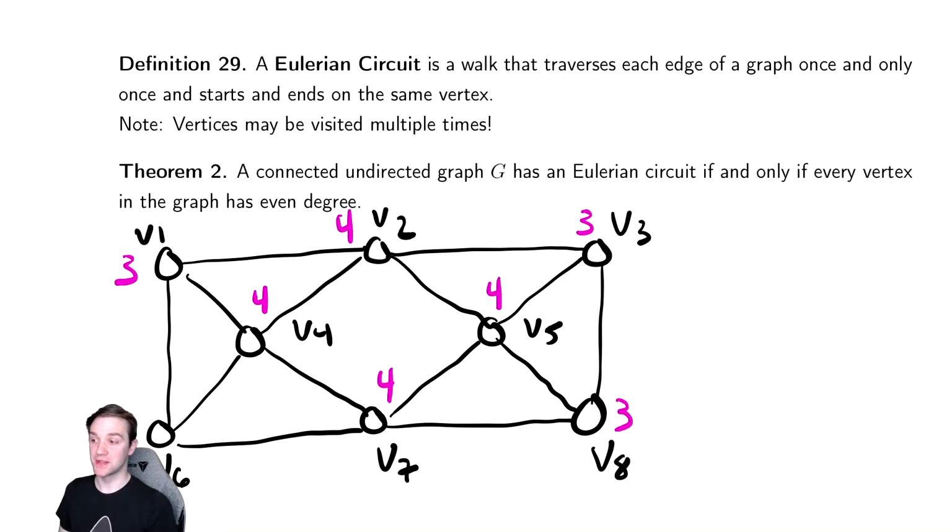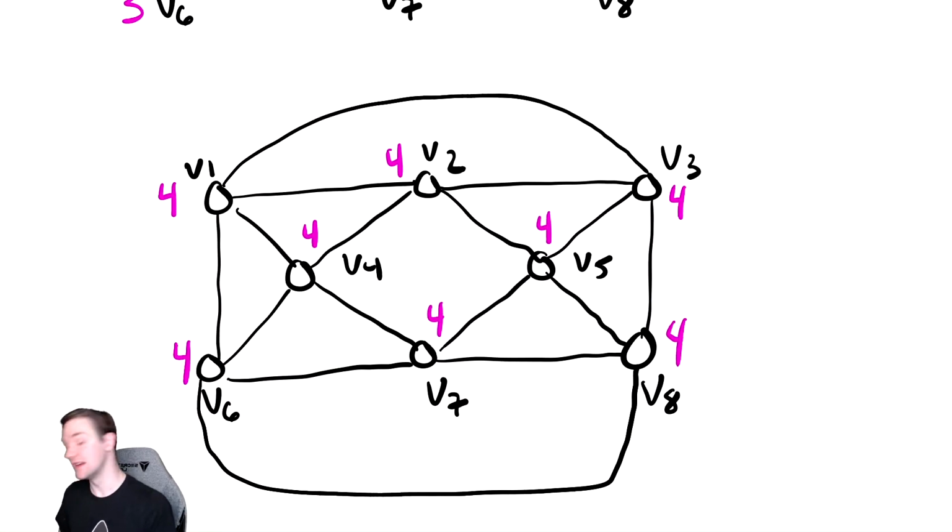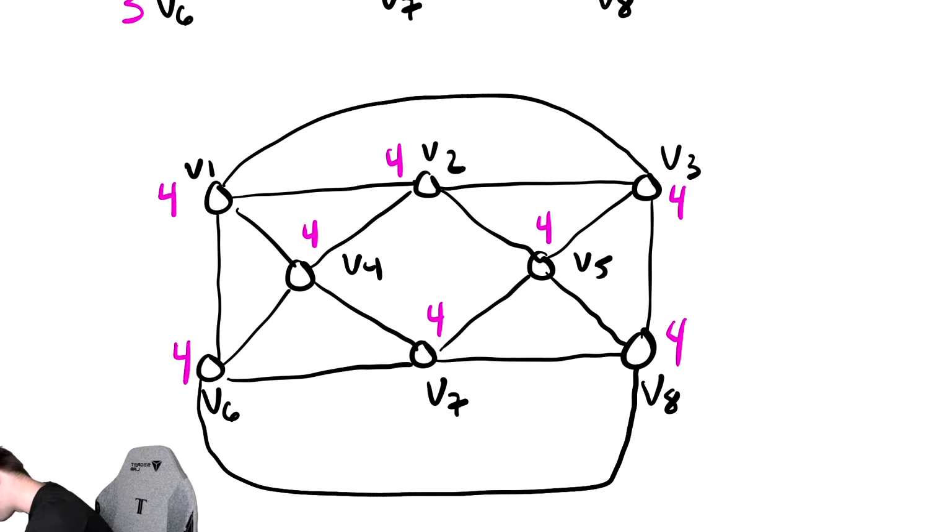So this graph does not have an Eulerian circuit, but by contrast, a very similar graph in which I've added two edges, one that connects V1 to V3 and one that connects V6 to V8, this should have one. Let's see if we can find it. So we're going to try to trace this first.